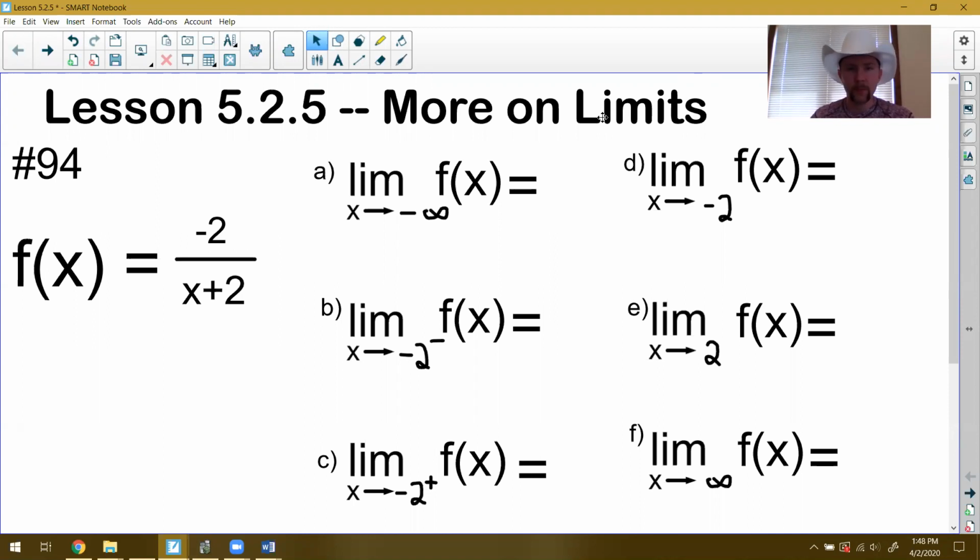We're going to work through number 94 first on page 256 in your book, but I have changed it slightly. I've taken away the graph that they gave us because we dealt with the piecewise functions in our last video. But we're going to talk about this function right here that I've written, f of x equals negative 2 over x plus 2. I've given you the 6 parts of number 94 that they want you to find here. We're going to work through these in a little bit of a different order.